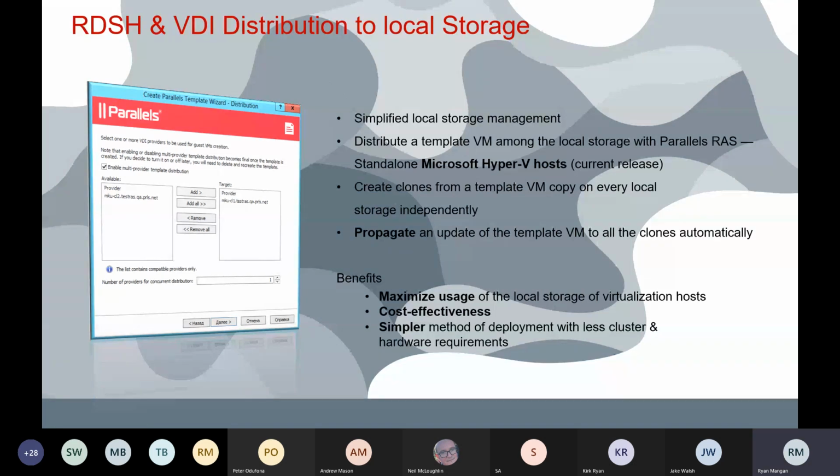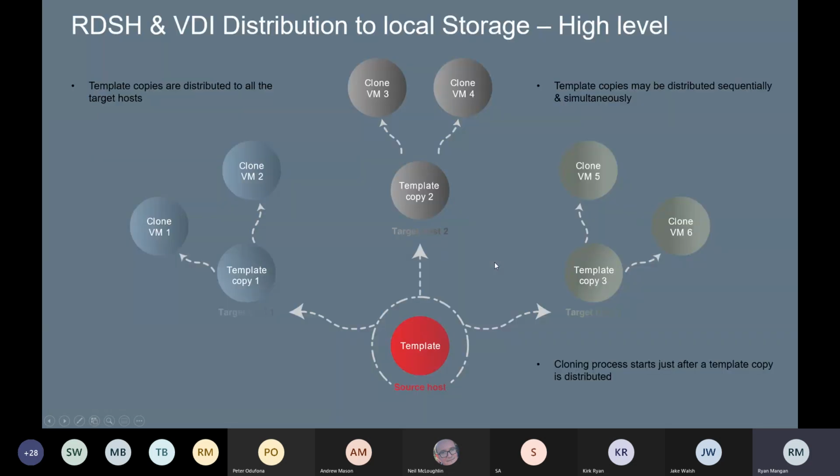And then obviously there's things like RDSH, VDI distribution, which in this case is not too interesting for us because we're more focused on Windows Virtual Desktop. But just to cover that, as you can see, you can spin out template copies fairly quickly and clone them out.